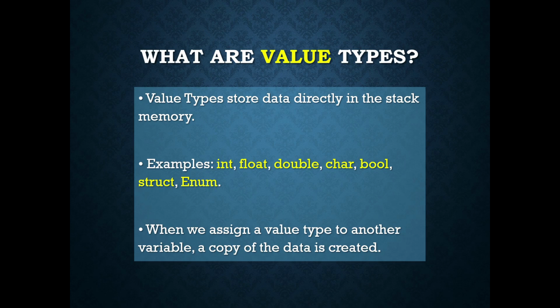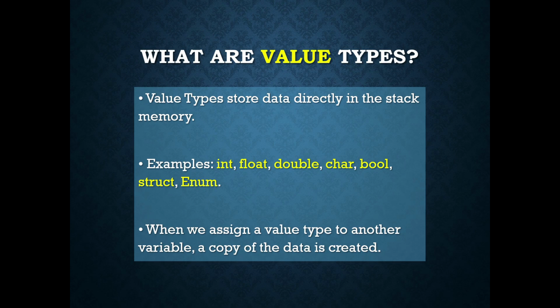Integers, floats, doubles, characters: these are all value types. These values are stored in the stack memory. When we assign a value to another variable, a copy of the data is created in value types. So these are value types, and the values are stored directly in the stack memory.